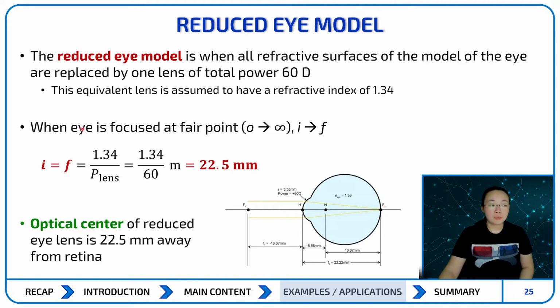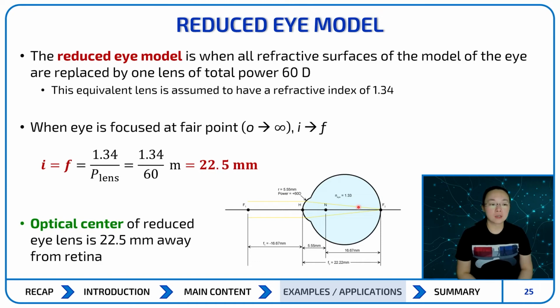So let's do an example here. When the eye is focused at a far point, basically when the object distance is almost to infinity, your image distance is going to get really, really close to your focal point. So when i is equal to f, you have 1.34 divided by the power of the lens, and you get approximately 22.5 millimeters.